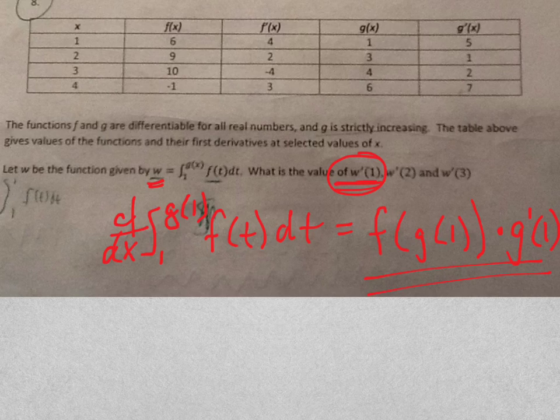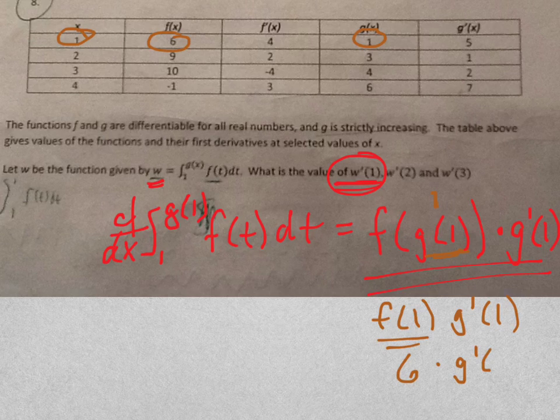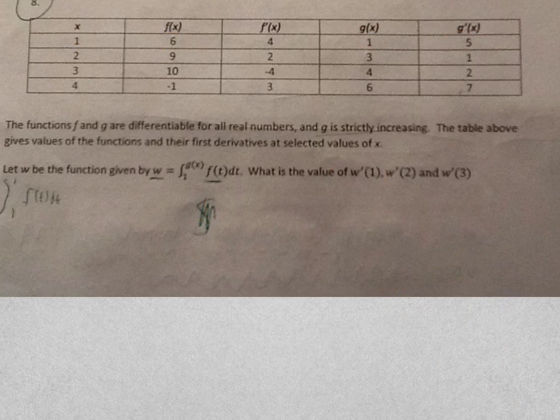So let's start plugging it in. What's g of 1? Here's 1, here's g of 1, it's 1. Now what's f of 1? So it's f of 1 times g prime of 1. Here's f of 1 right there. So f of 1 is 6. 6 times g prime of 1. What's g prime of 1? Well, g prime of 1 is 5. So 6 times 5 equals 30. There's your answer. Let's try the next one.